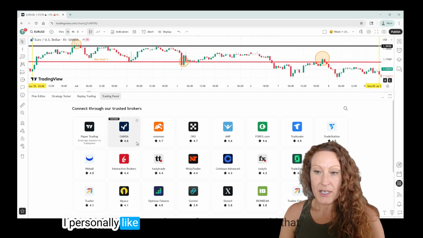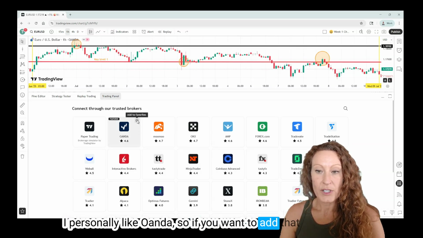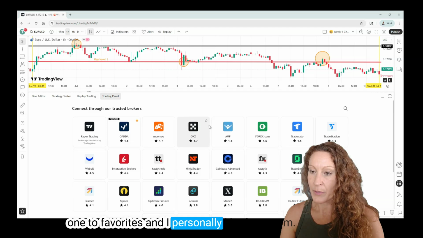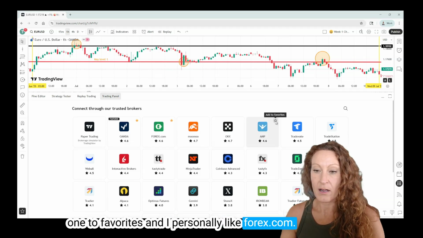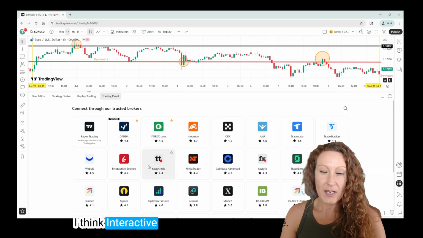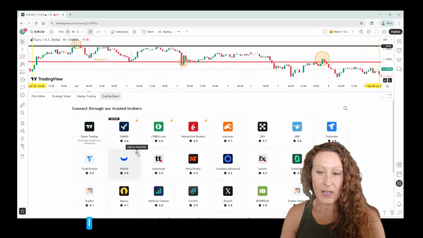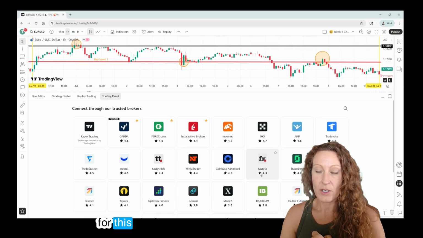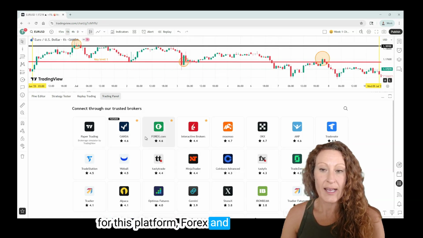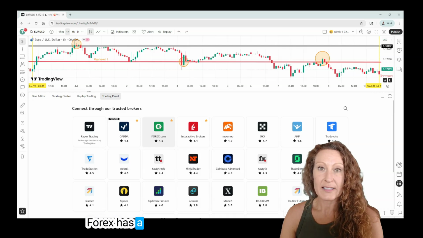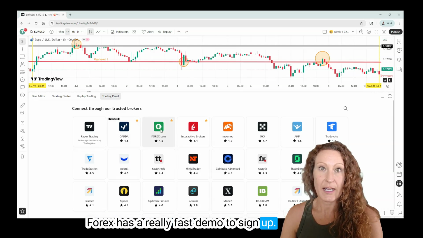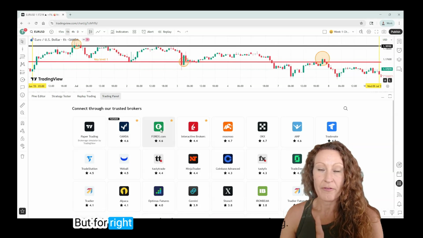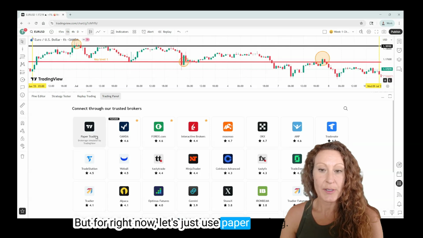I personally like Oanda, so if you want to add that one to favorites, and I personally like Forex.com. I think Interactive Brokers is another big one. I have not used them, but I mostly use, for this platform, Forex and Oanda. Forex has a really fast demo to sign up. Very user-friendly. But for right now, let's just use paper trading.